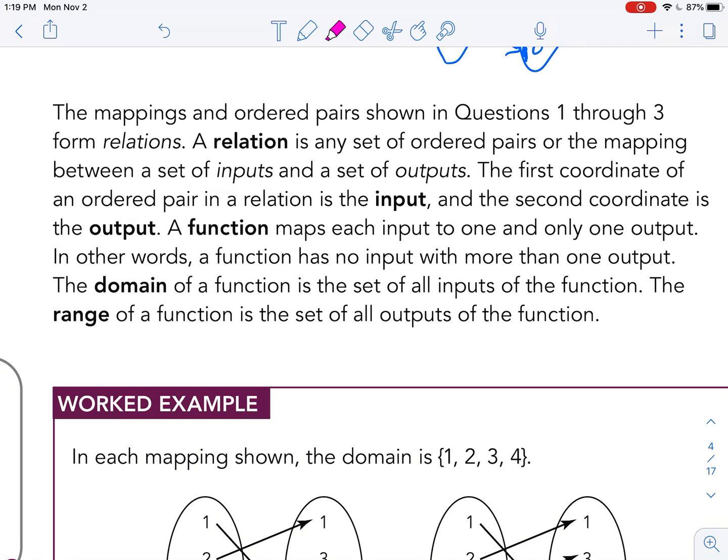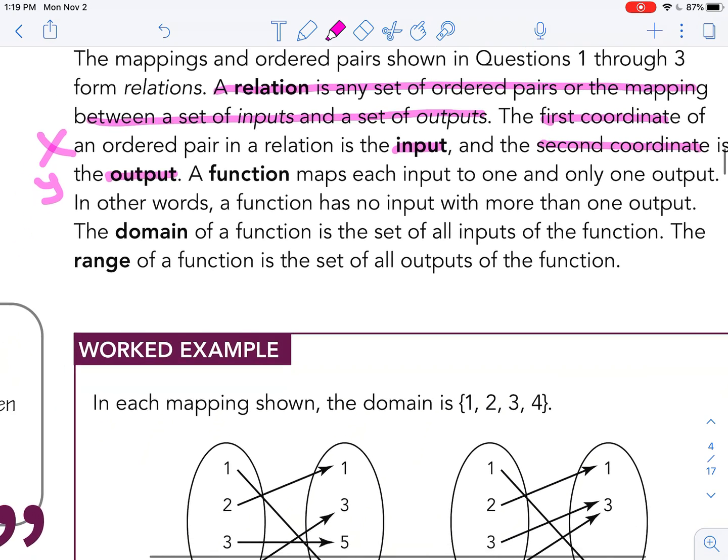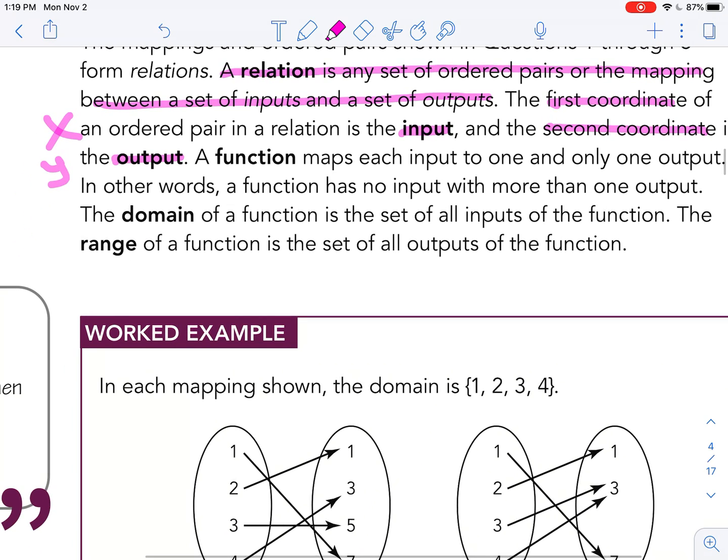Okay, so our next part of vocabulary is questions 1 through 3. What we did when we made those sets are called relations. A relation is any set of ordered pairs or the mapping between a set of inputs and a set of outputs. The first coordinate is called the input. Guys, that's the x value. The second coordinate is the output. That's the y value.